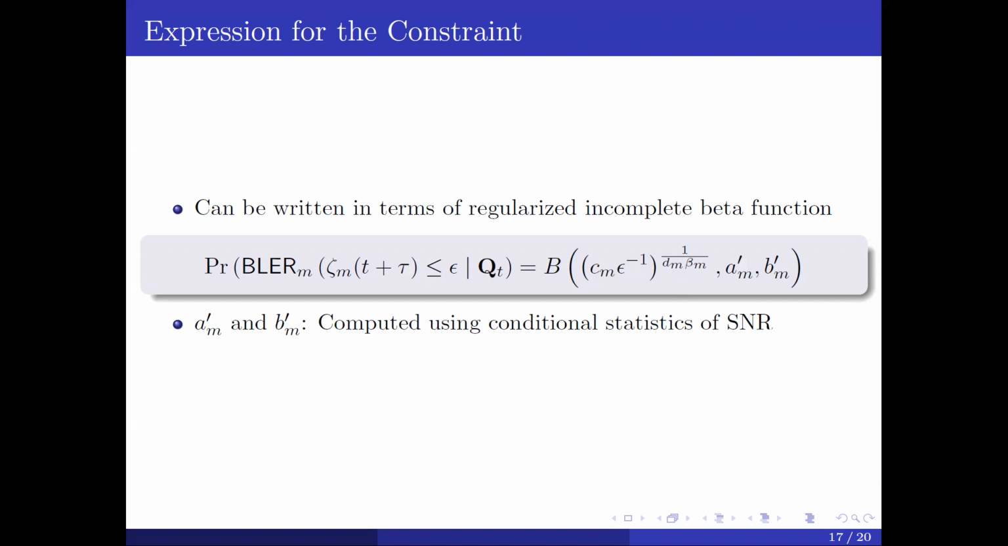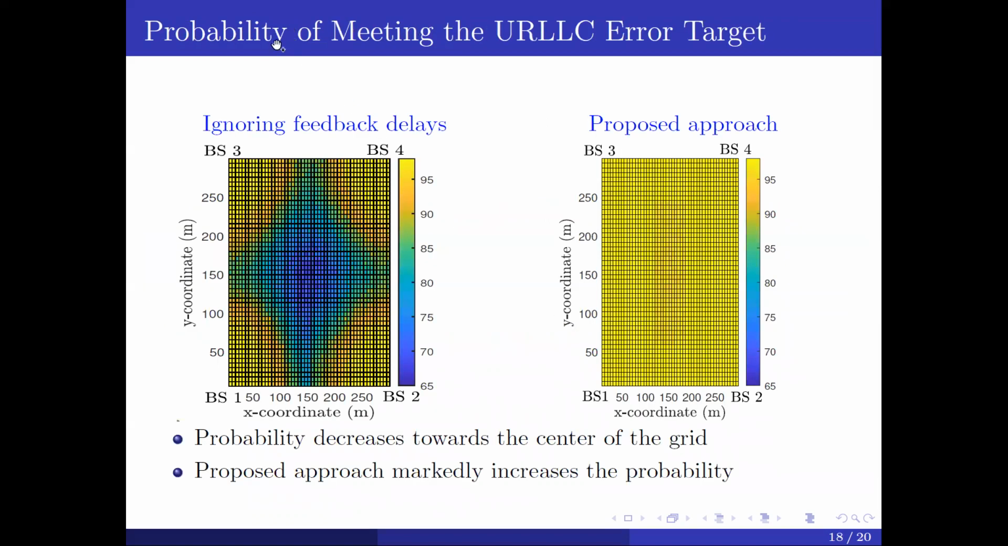Now we'll see the effect of this approach. We use the criterion of probability of meeting the URLLC error target. We compare 2 schemes: one ignoring feedback delays, and the other is our proposed approach. We use a heat map to represent the probability of meeting the URLLC error target. So the heat map is seen like this.